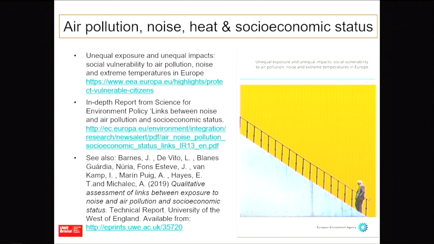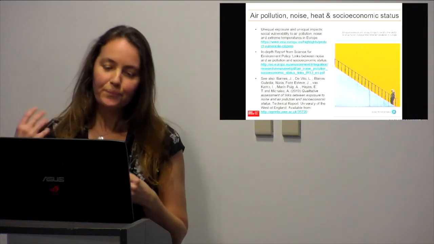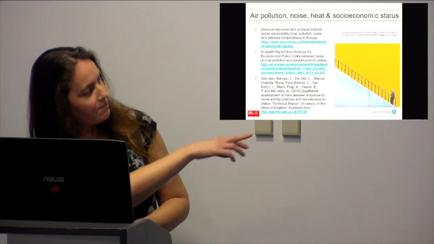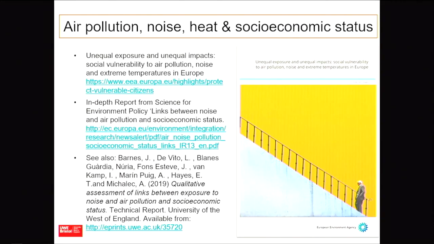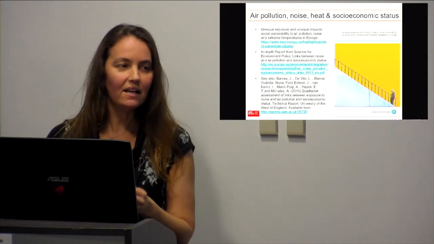And this report you can see here on this slide is a report from the European Environment Agency that came out earlier this month, which is actually expanding on that a little bit more. So we did a piece of work, you can see the link at the bottom there, which was a review of the latest evidence relating to noise, air pollution and socioeconomic status. So bringing in noise to the equation as well. And the European Environment Agency has also looked at the impacts of heat as well, thinking about climate change and the increase of the urban heat island effect.